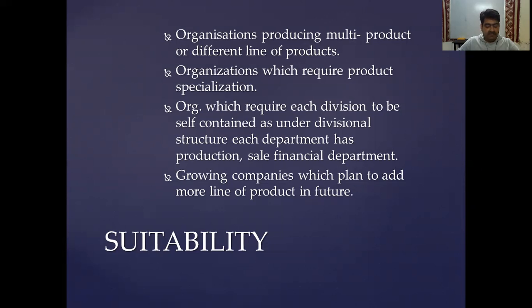And next basis of difference is specialization. Functional structure brings functional specialization, whereas divisional structure brings product specialization. Now, next basis of difference is coordination. In functional structure, coordination is less compared to divisional when the company is producing more products, and divisional has better coordination because all the activities related to one product are in one department only.